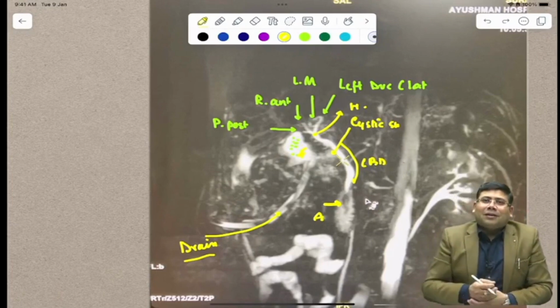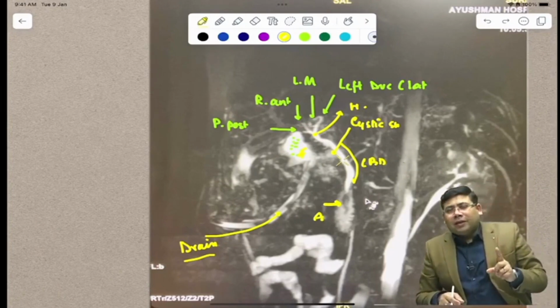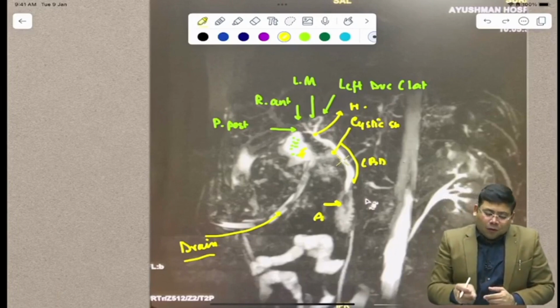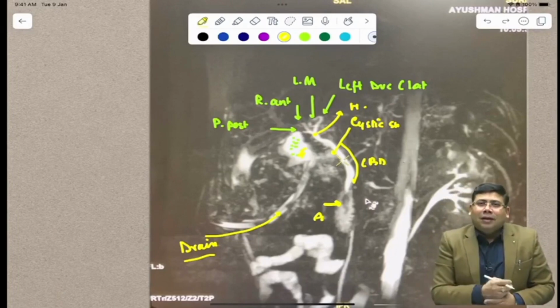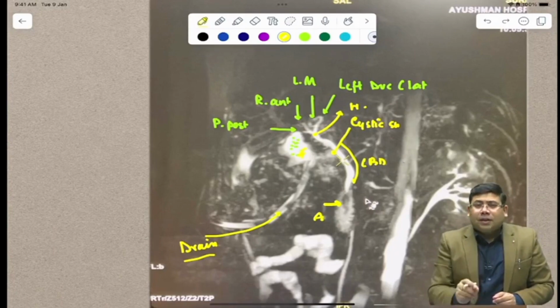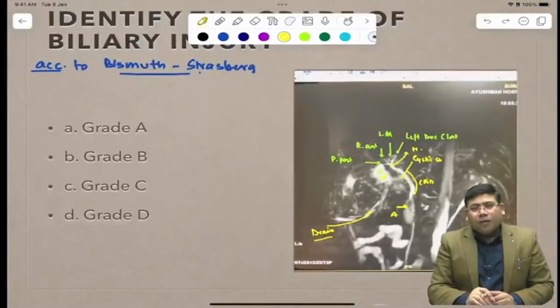So the right posterior duct is a segmental duct. Segmental duct injuries qualify as either B or C. Now you have to see whether it is ligated or clipped, or whether it has a bile leak. So this is a segmental duct injury with bile leak, and that is why it is a type C injury. Type C according to Bismuth and Strasberg. This is very, very important.